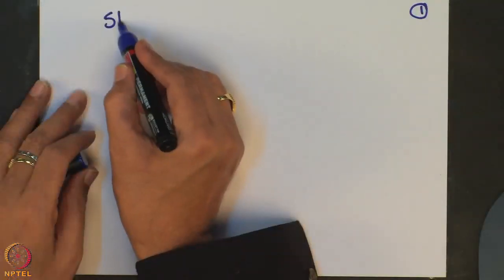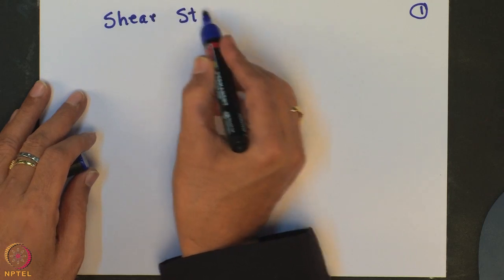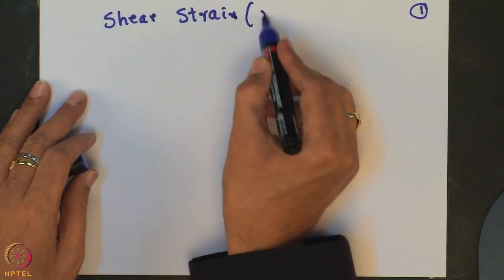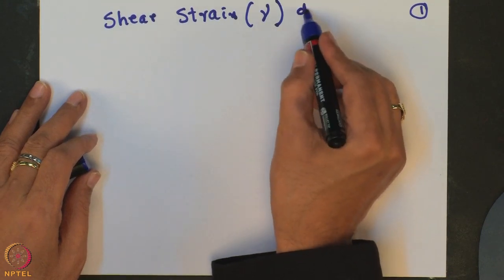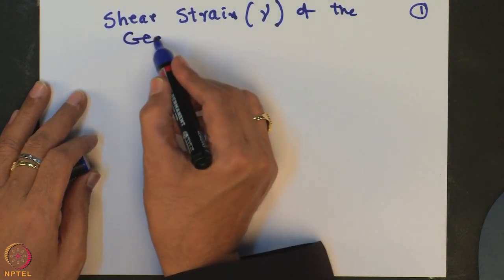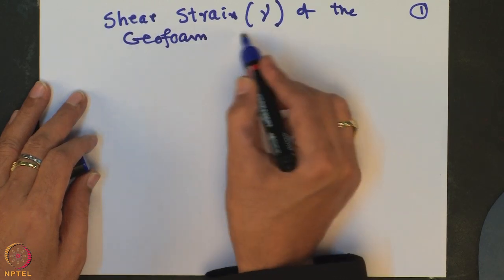I have shown you earlier how to calculate the shear strength of the EPS geofoam under various densities of EPS geofoam material. Now, I will show you how to calculate the shear strain of the EPS geofoam material. So, we have to calculate the shear strain, let us say gamma, of the geofoam material.